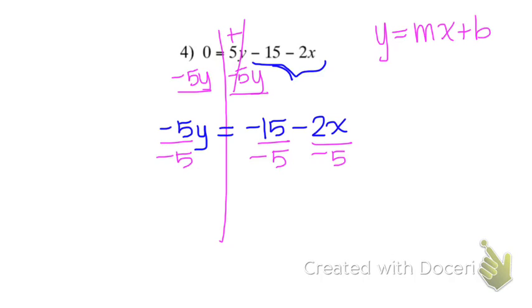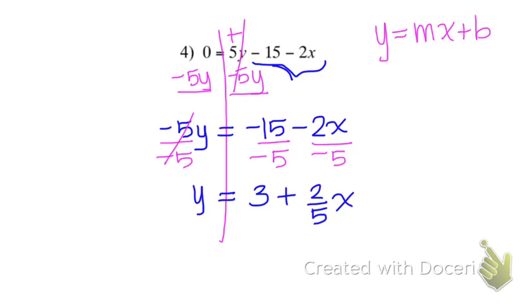Okay, so now what do I get? I'm left with y equals negative 15 divided by negative 5 is a positive 3, and negative 2 cannot be divided by negative 5. That doesn't go in evenly, but a negative divided by negative is also a positive. So I'm just going to write positive 2/5 x.